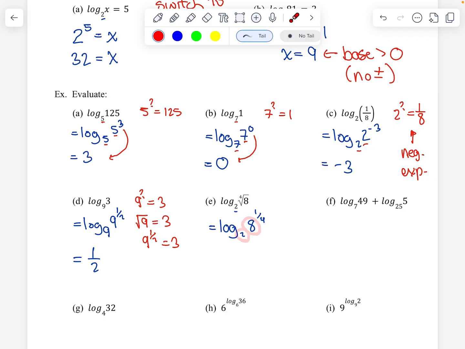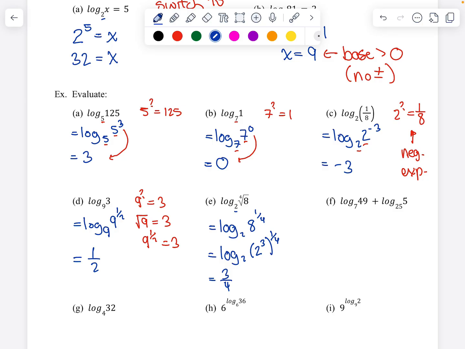I'm then going to focus on how I want to write that 8 as a power of 2. So can we write 8 as a power of 2? Hopefully we see that yes, we can. We can rewrite the 8 as 2 cubed, and we still have that exponent 1/4. We can now use our exponent laws, which say I can multiply those two exponents together, and we would then have the same base here. So our final answer then will be 3/4.